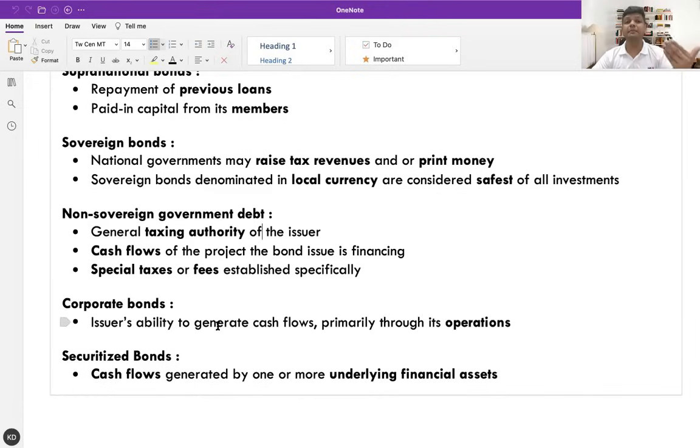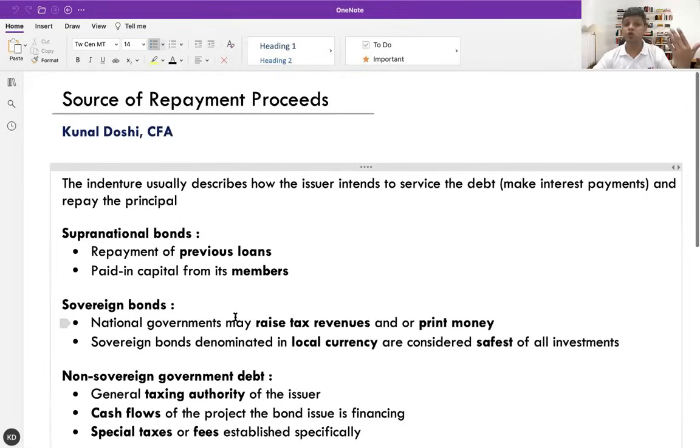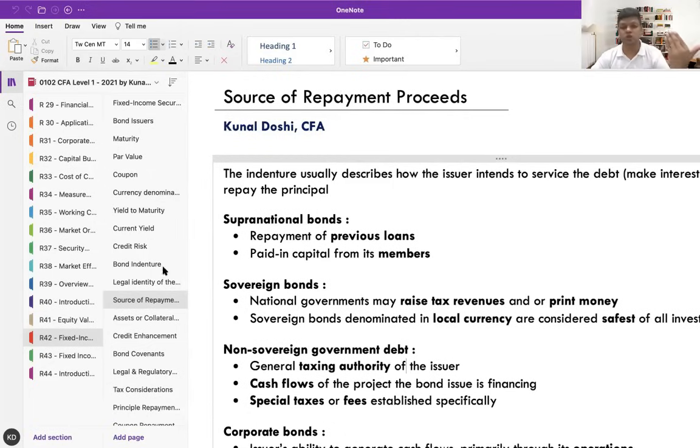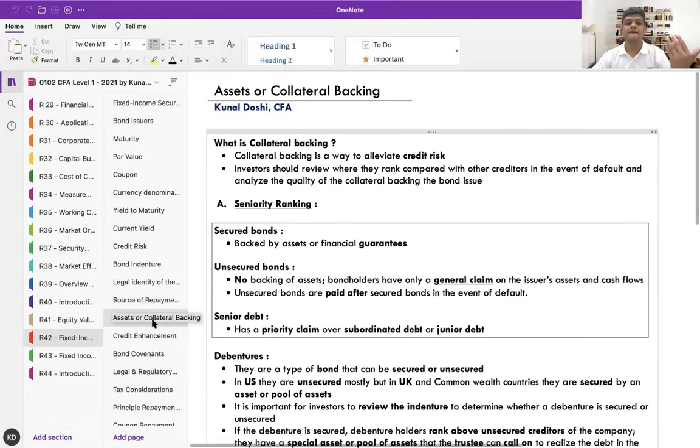Corporate bonds, of course, they can pay you back from their operations, from their selling of goods and so on, right? And securitized bonds, as I said, they are a portfolio of loans. So once the borrowers repay the loans, that's how securitized bonds will be repaying the investors, right? So these are the ways through which money can be recovered from the issuers. Clear? Any questions, anyone? No.